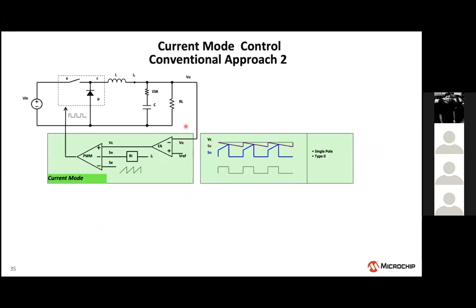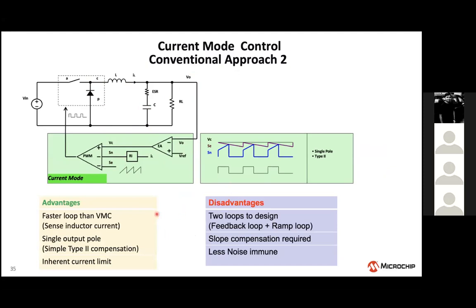The same case applies to a slightly advanced control mode technique, the current mode technique. Here the difference is that the inductor current, the IL, is also taken as feedback. In this case also, we do have an error amplifier. For that reason, this is a slower loop. But of course, it is much better than the previous control mode that we discussed.